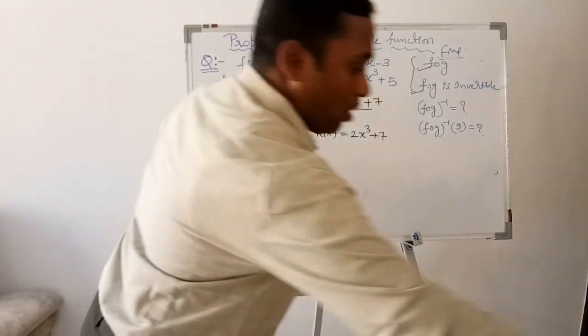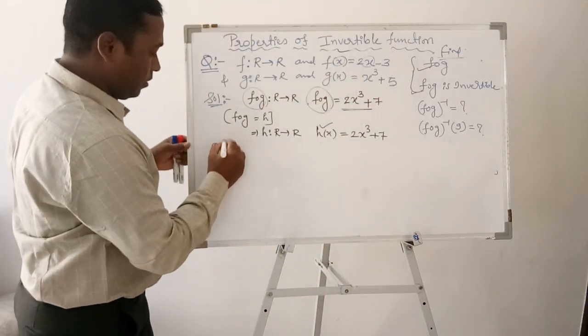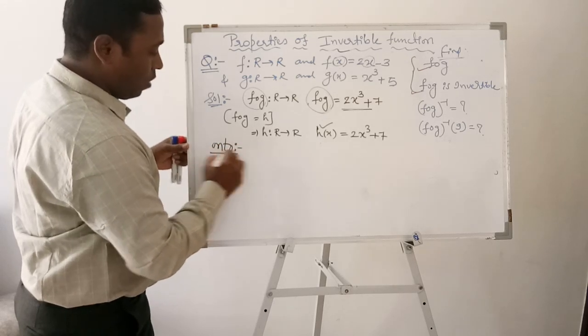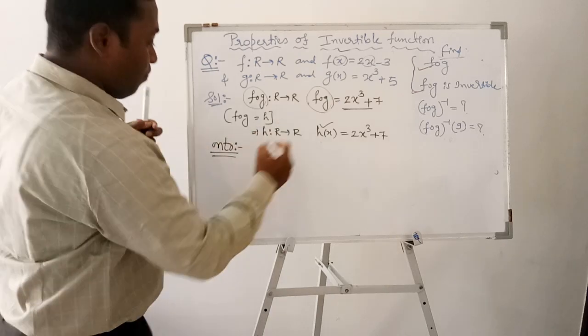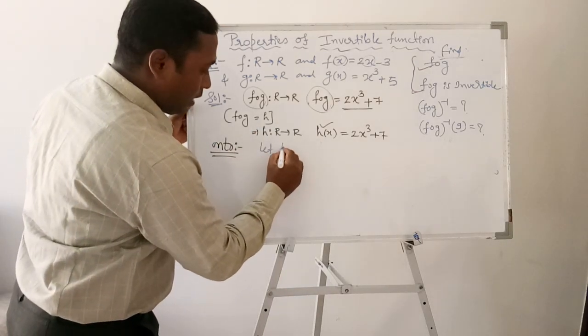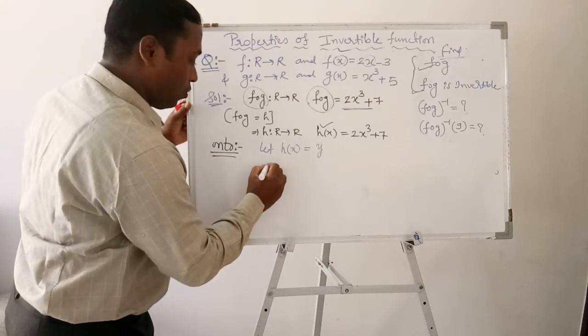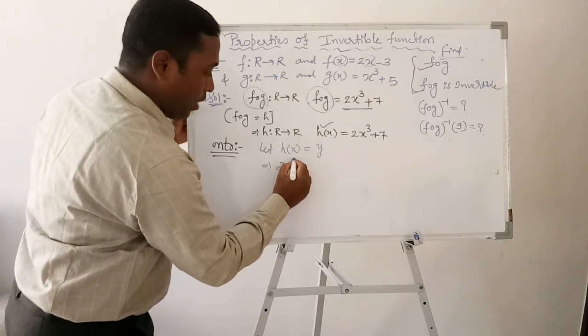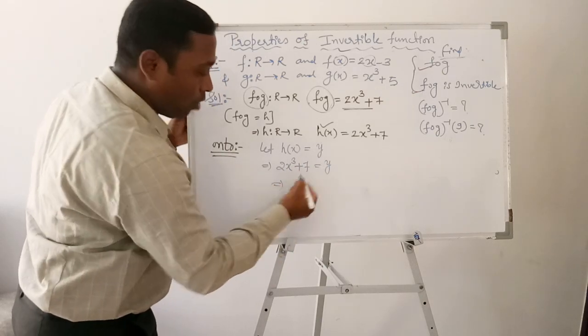Now, as you know how to prove onto, I am taking this onto function. So how to prove onto function? For this, let h of x, the given function, be equal to y. So what will you write here? 2x cube plus 7 equals y, and then we'll solve for x.